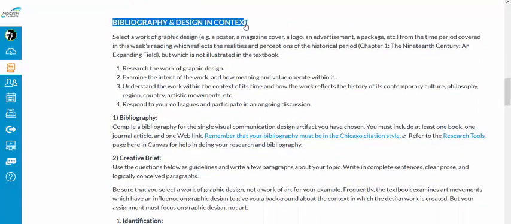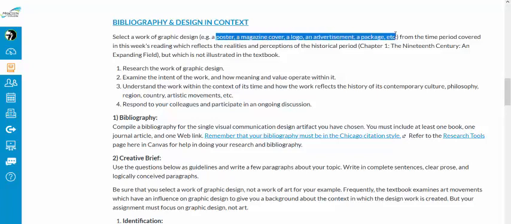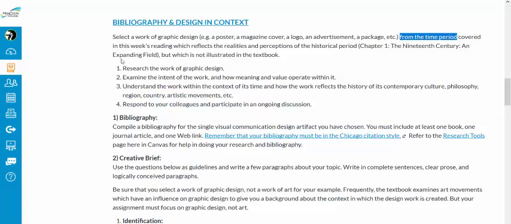This week, you'll work on your first bibliography and design and context assignment. You're going to select a work of graphic design, such as a poster, a magazine cover, a logo, an advertisement, a package. You're going to select this example from the time period covered in this week's reading, which is all about the 19th century, primarily Victorian graphic design and the arts and crafts movement. So be sure that it is limited to this week's reading.